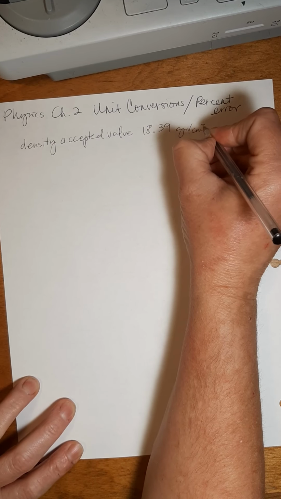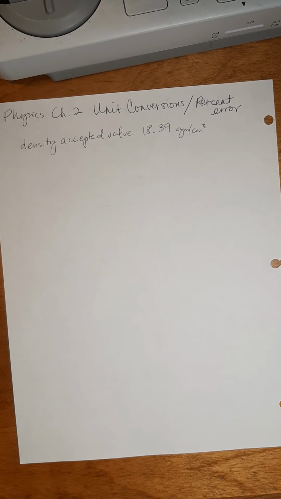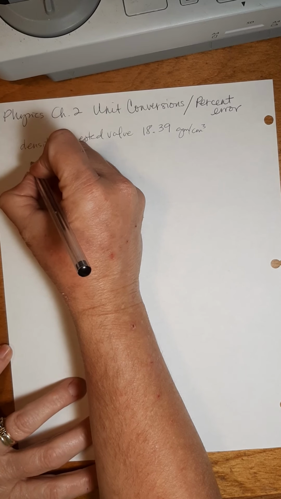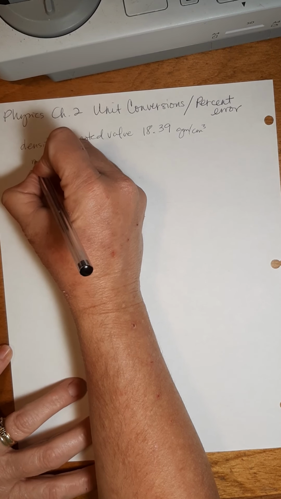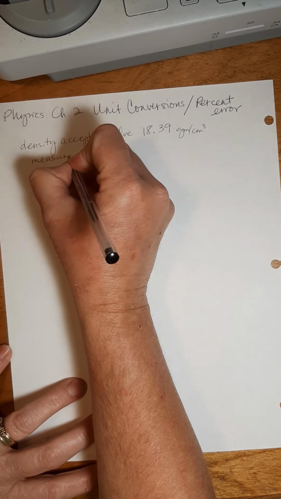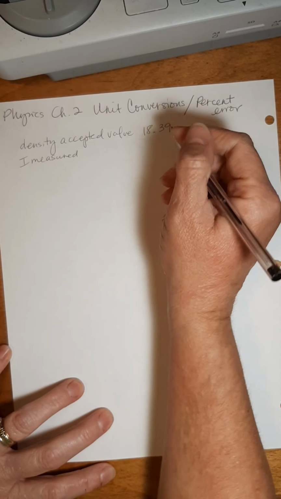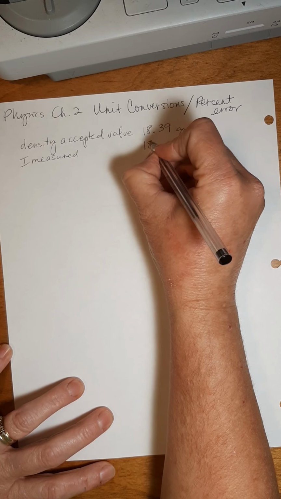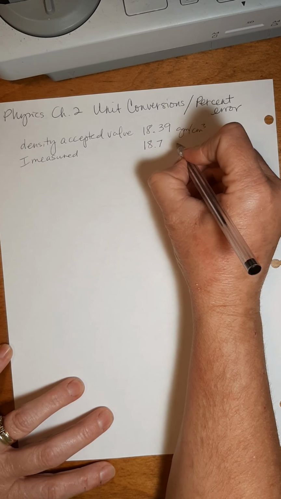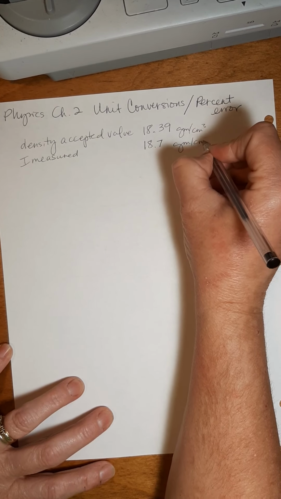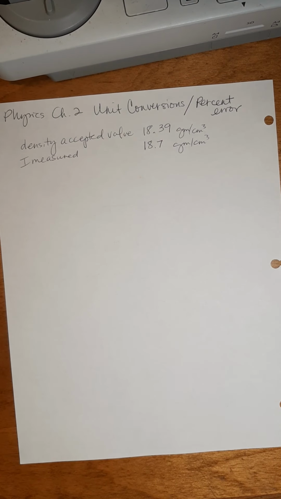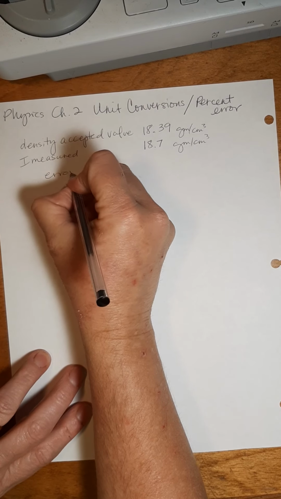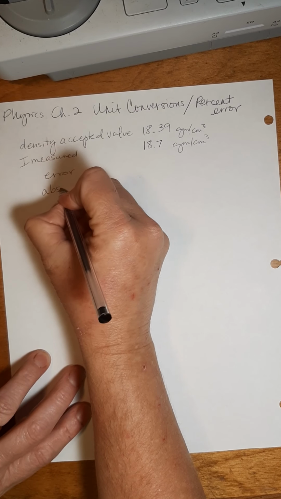centimeter cubed. But when I measured it, I got 18.7 grams per centimeter cubed. And I want to know what was my error, what was my percent error, and my absolute error.